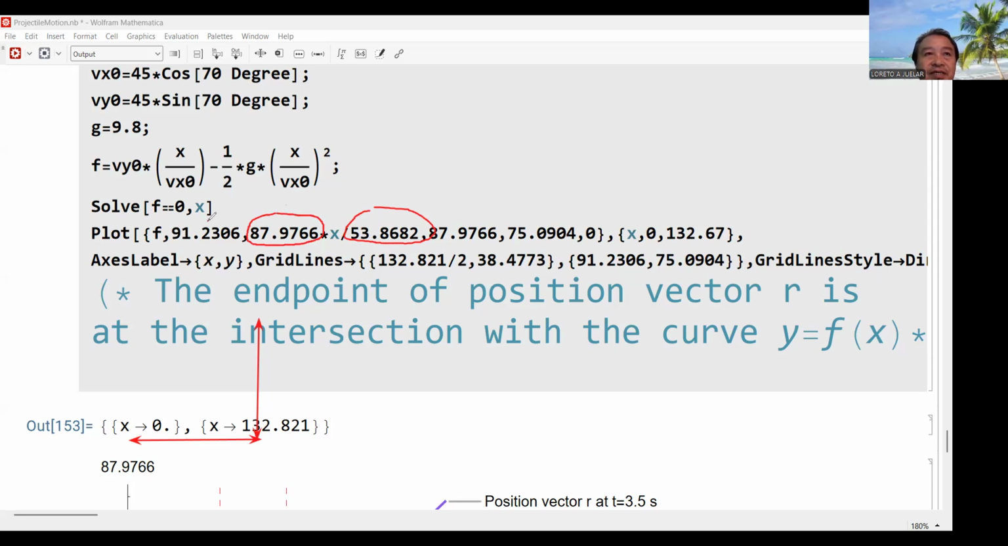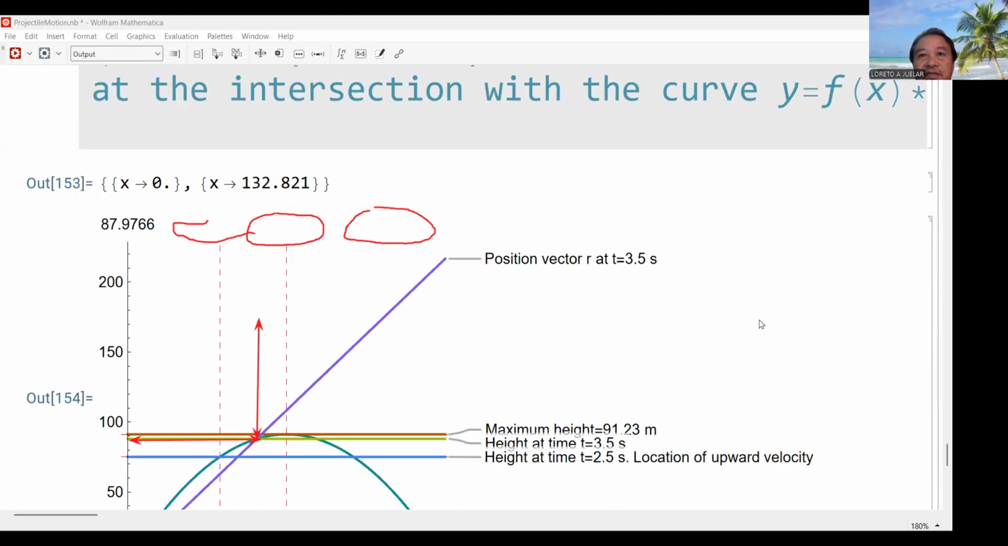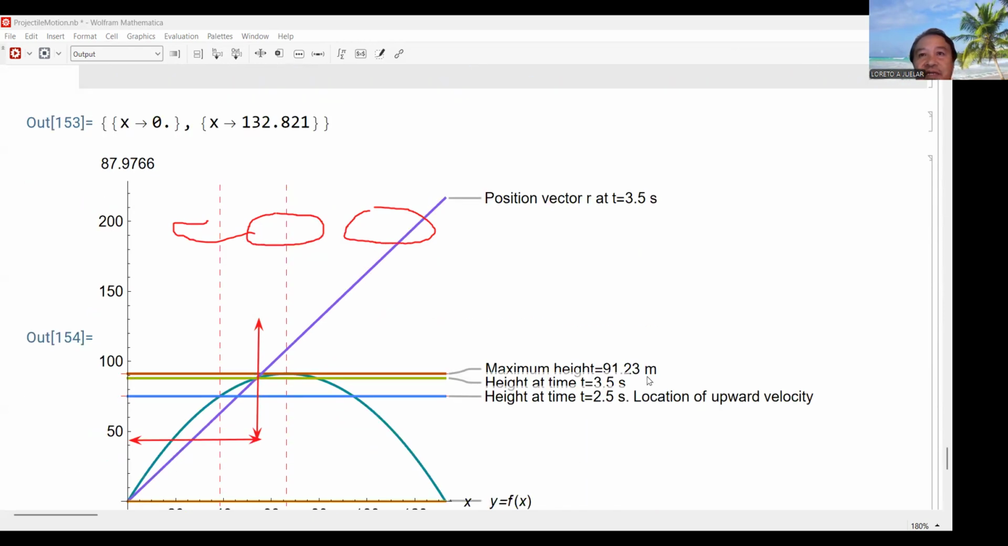Now the time at the highest point is I think 4.32. So this one. After a time at the highest point, the maximum height is 91.23. So this is the equation. So 91.23. The height at the time equal to 3.5. So this one.